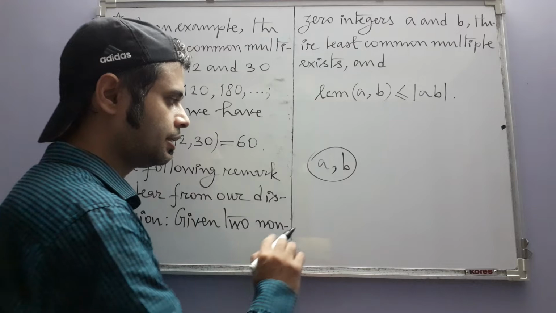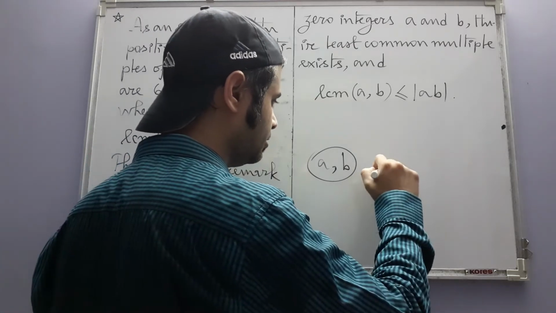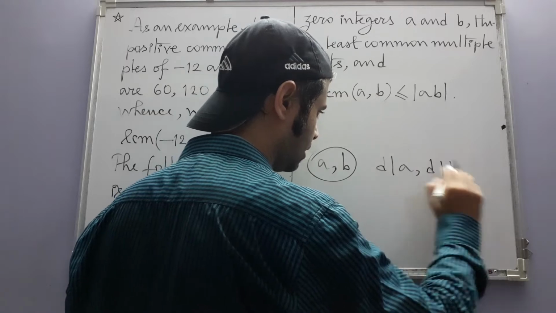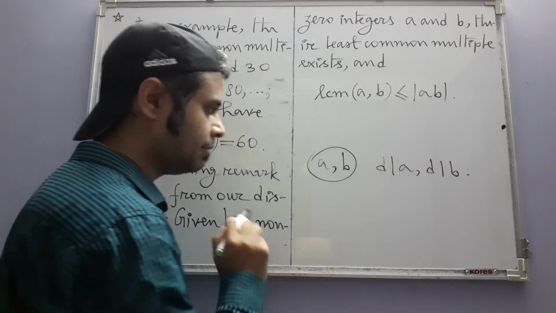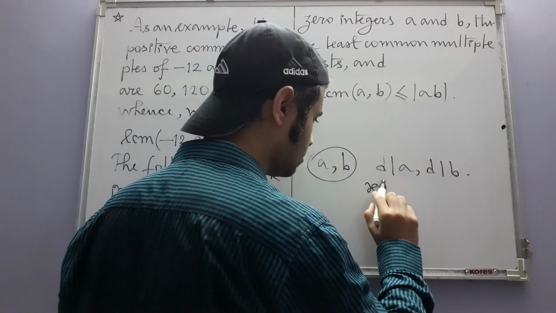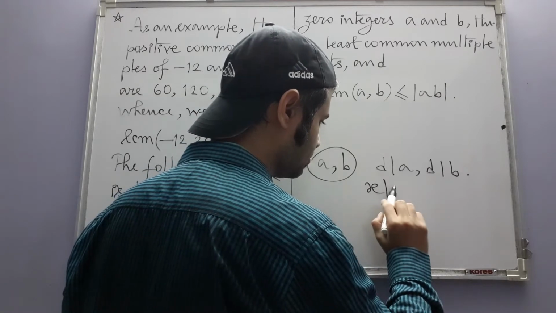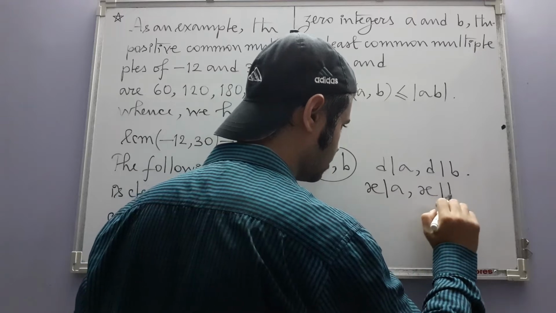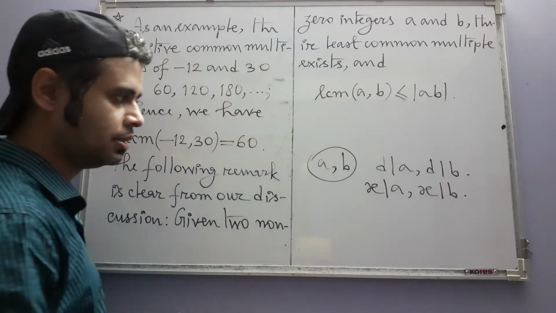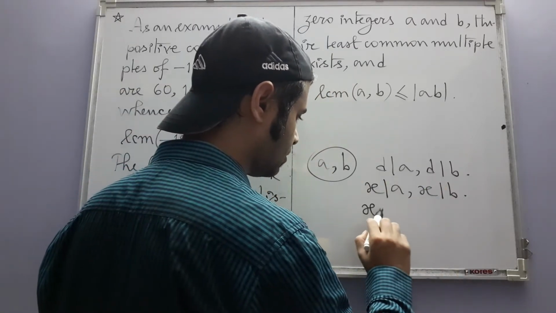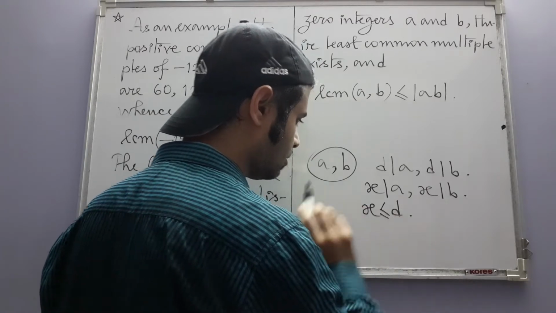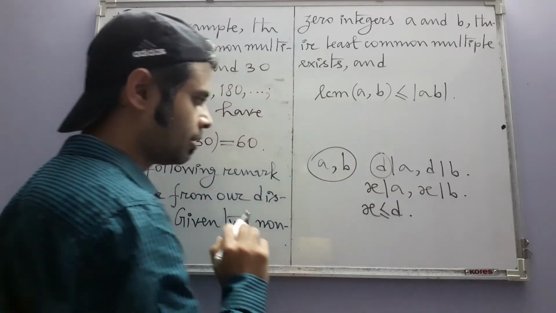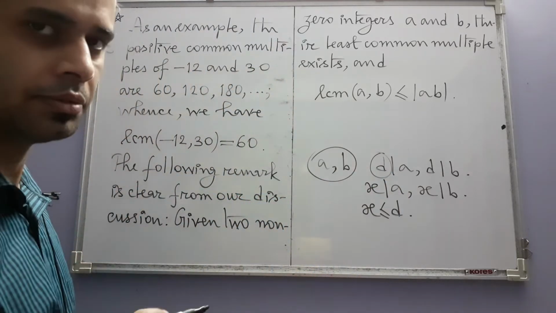GCD is a positive integer D which has to divide both A and B, and if there is a positive integer, say x, which again just like D divides both A and B, then x is less than or equal to D. Such a positive integer D is called the GCD of A and B.